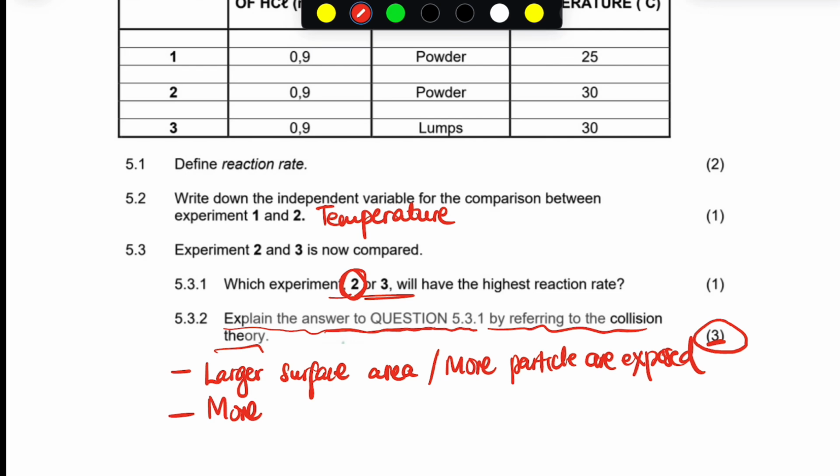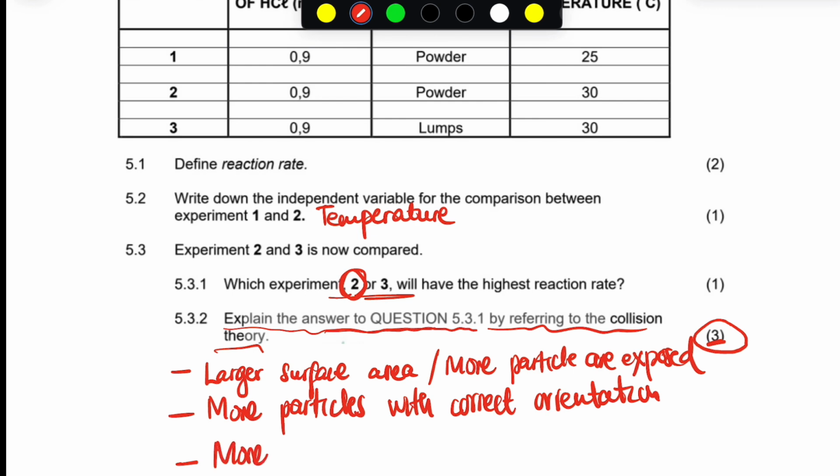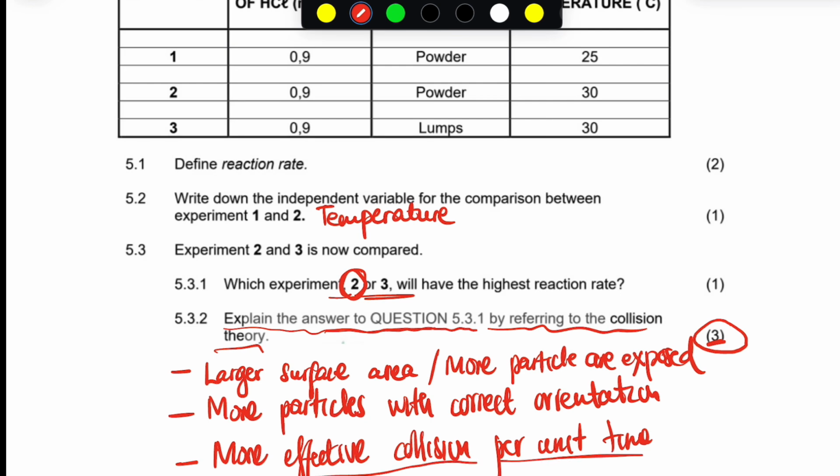The second point, remember it's 3 marks, right? You say more particles with correct orientation. And the last point, you will talk about more effective collisions. If there's a larger surface area, there will be more effective collisions per unit time. Remember, you can't just say more effective collisions, there must be per unit time.